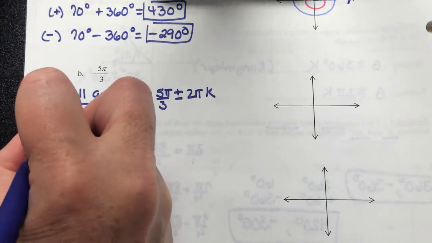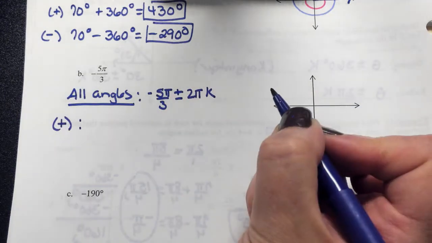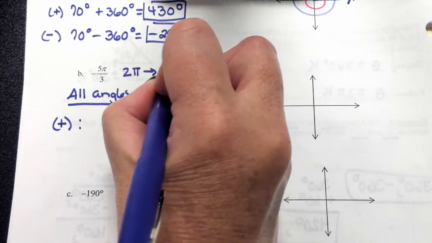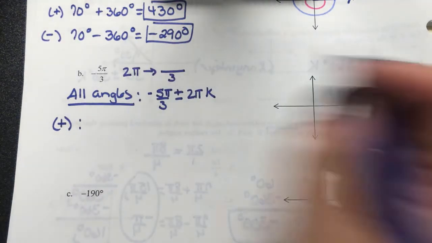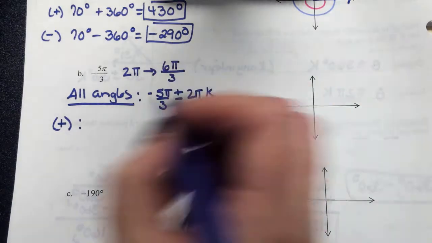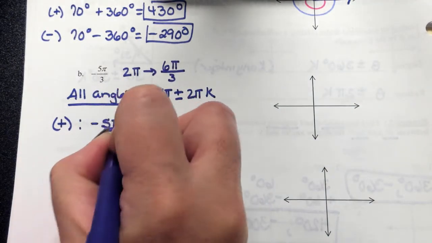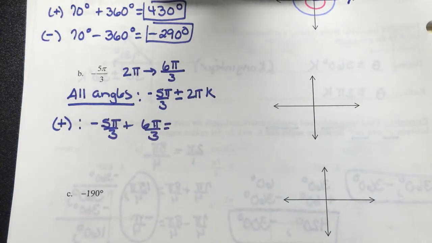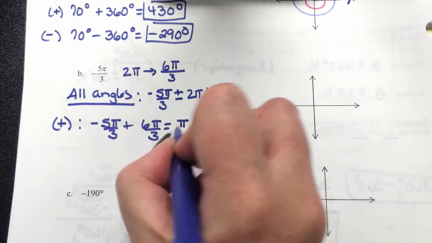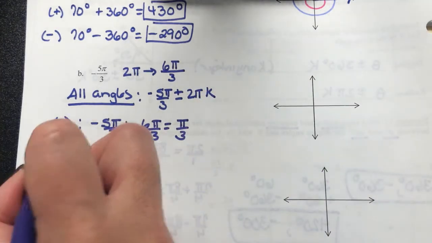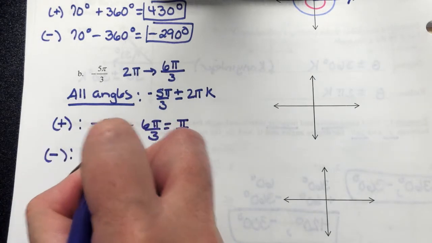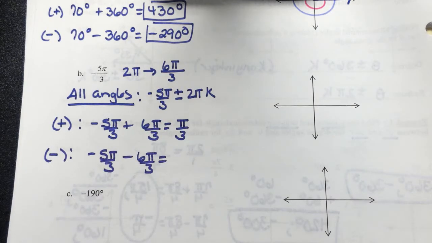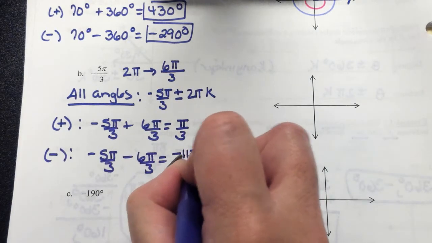The positive coterminal angles. Well, first of all, I know I'm going to add or subtract 2 pi, but what's 2 pi equivalent to with a denominator of 3? 6 pi over 3. So I'm going to take negative 5 pi over 3 and add 6 pi over 3. When I add those together, what's that going to give me? Pi over 3. To find my negative coterminal angles, I have to take negative 5 pi over 3 and subtract 6 pi over 3. And what's that going to give me? Negative 11 pi over 3.